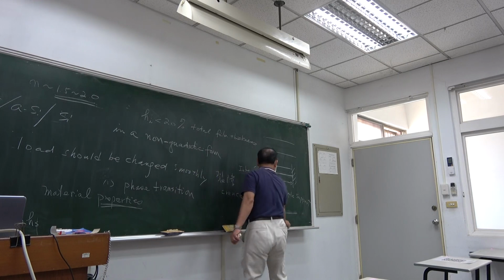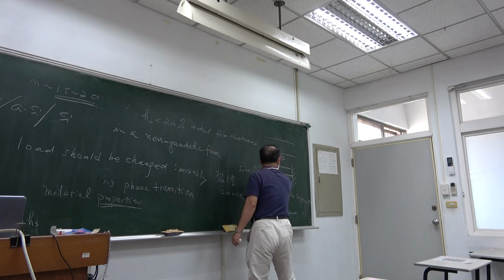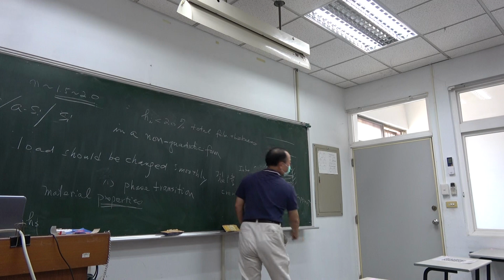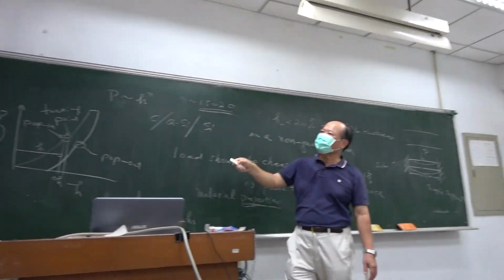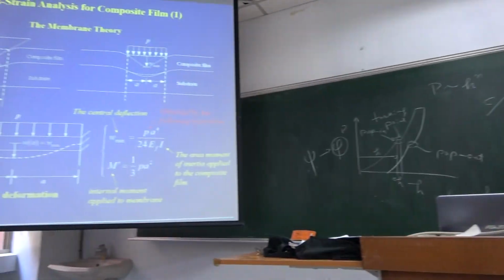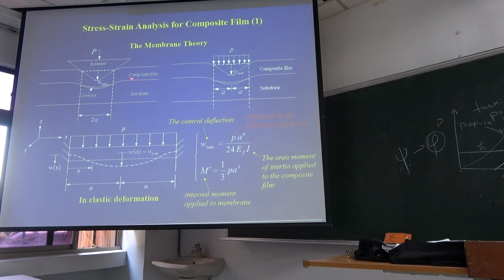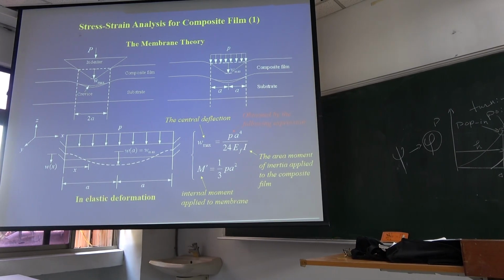Now we have the load applied here, and then they have a deflection, just like this. So you can think of this load P applied to the simply supported film, because this composite film has delaminated from your substrate. Delaminate is just torsion.